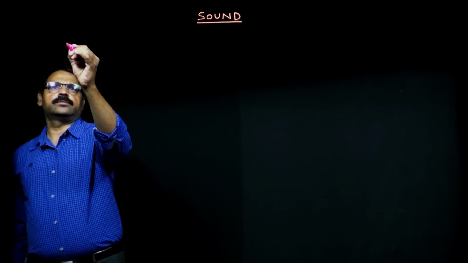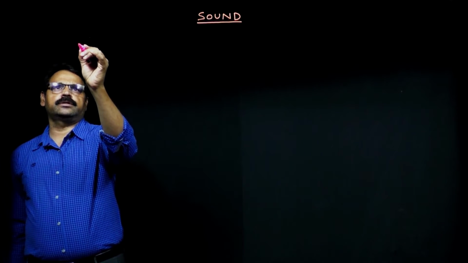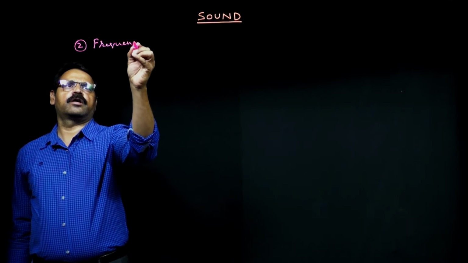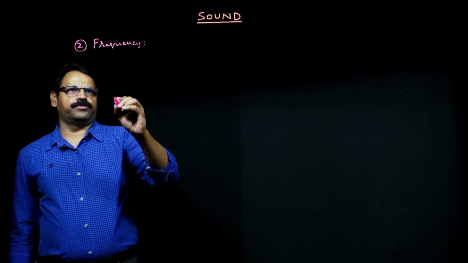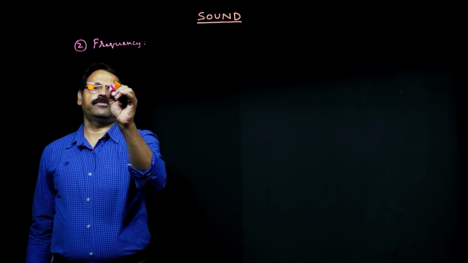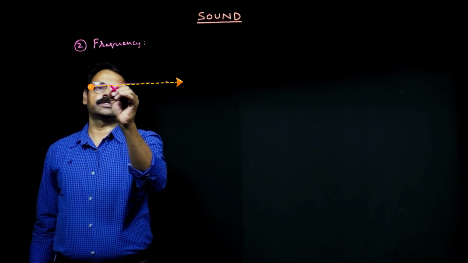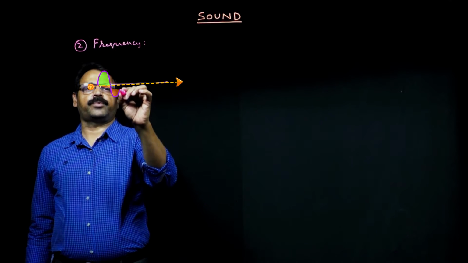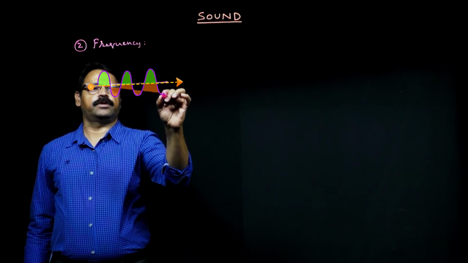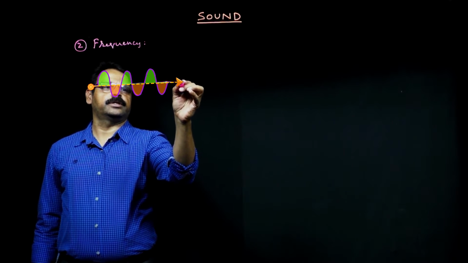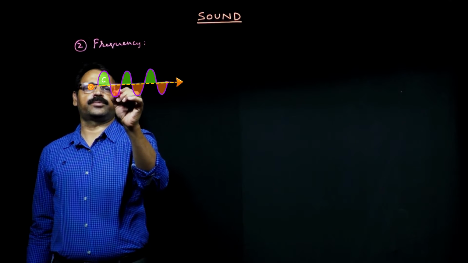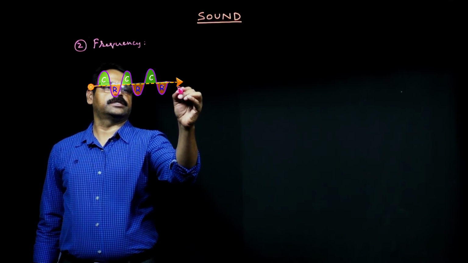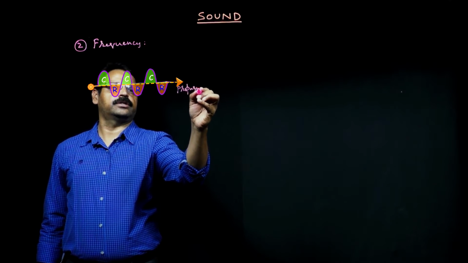Now we look at the second term associated with the wave propagation, that is frequency. Whenever you are considering a wave, here is the wave, let us suppose, and if the propagation is going like this, the wave is moving in this manner, and compressions and rarefactions are produced like this. These are the alternate compressions and rarefactions, and this is how the propagation is going.